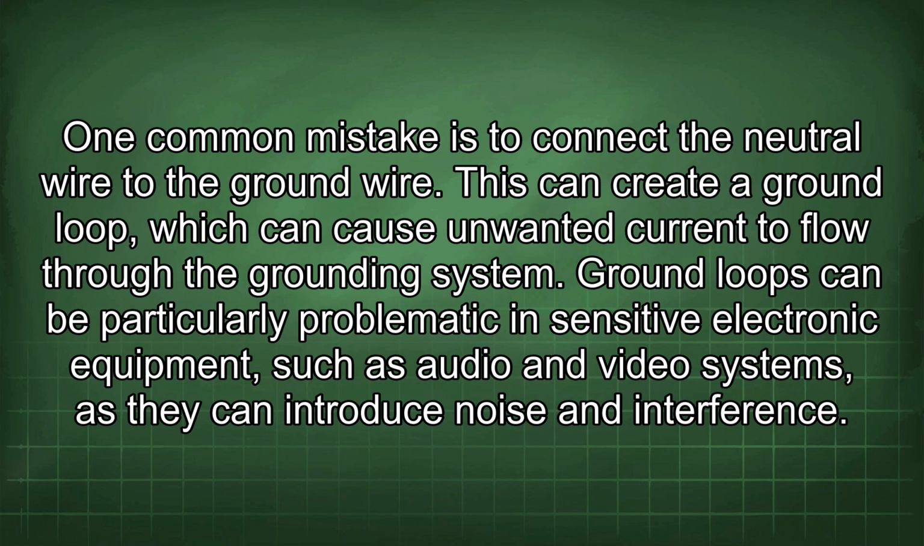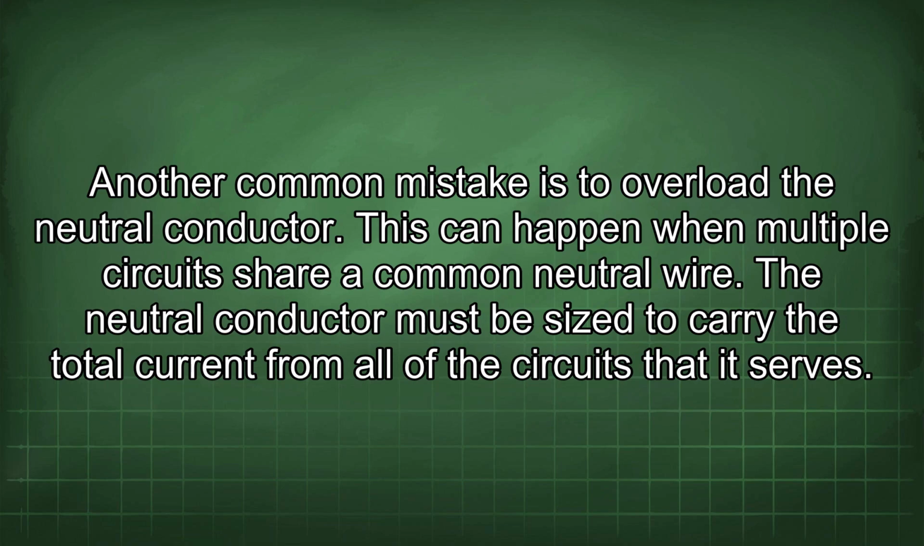One common mistake is to connect the neutral wire to the ground wire. This can create a ground loop, which can cause unwanted current to flow through the grounding system. Ground loops can be particularly problematic in sensitive electronic equipment, such as audio and video systems, as they can introduce noise and interference.